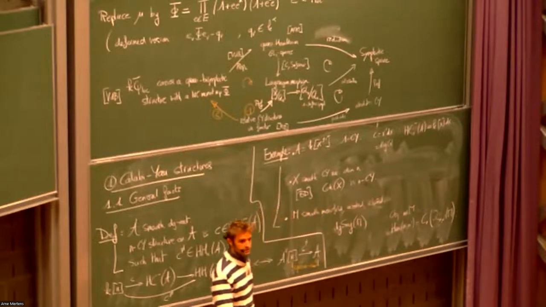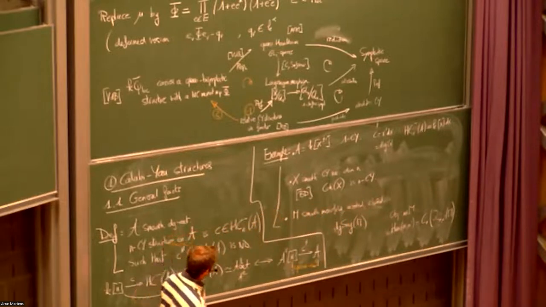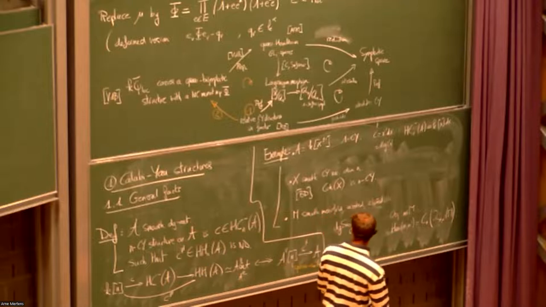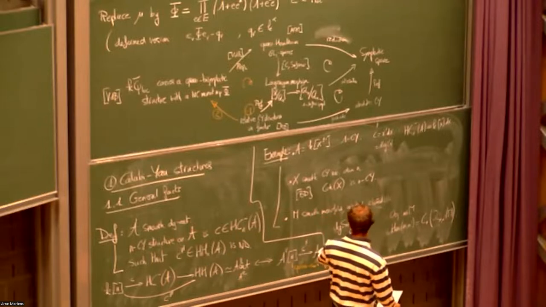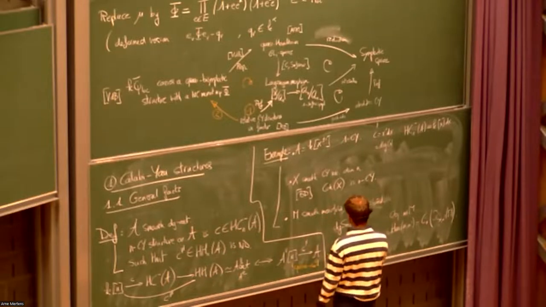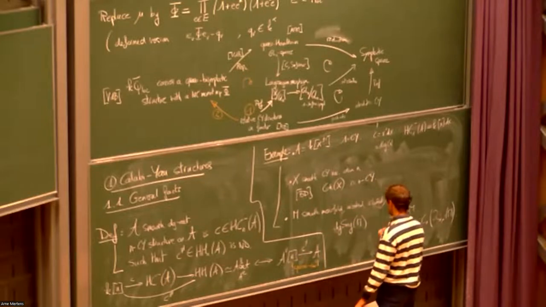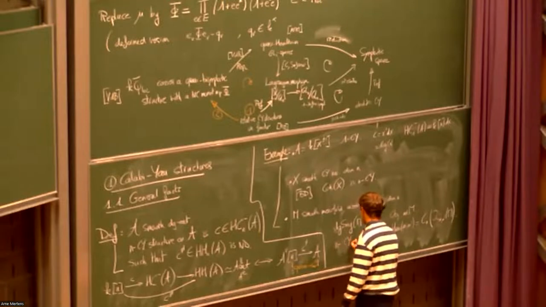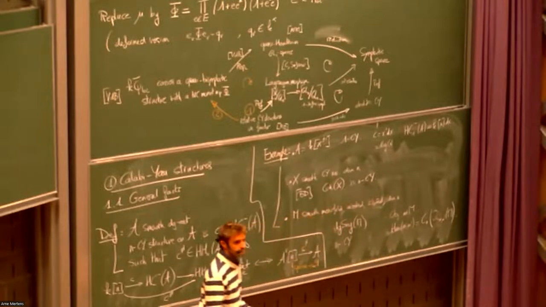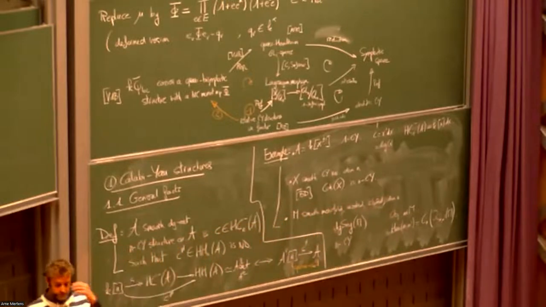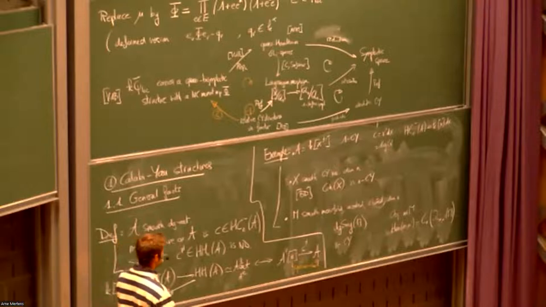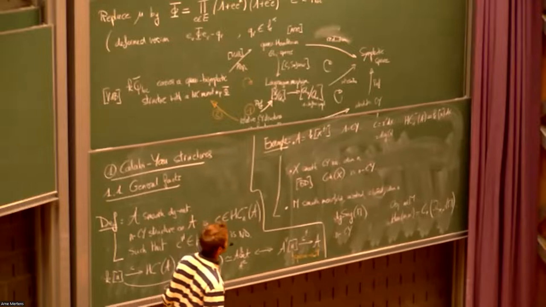That's the DG category we look at. All right. And okay, if it's of dimension N, this is N Calabi-Yau as well. So you can think of Calabi-Yau categories as oriented stuff somehow.